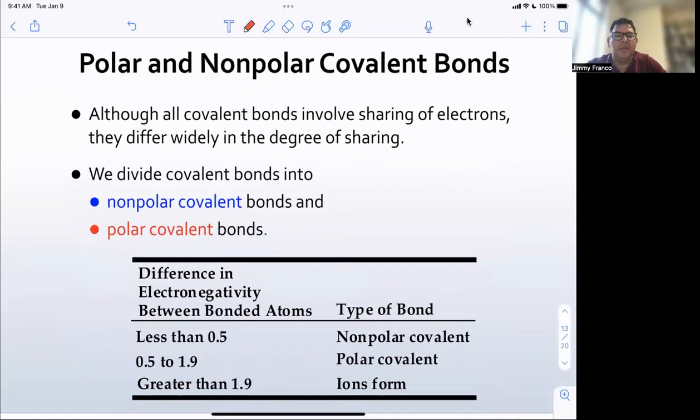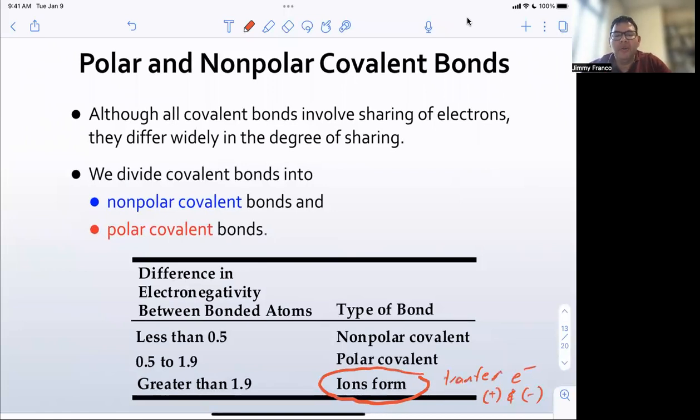One more thing, and this will tie this sharing of electrons together. So we said if you're 1.9 or greater, you're going to make an ion. So if we look here on the bottom, we're an ion, and that means the complete transfer of electrons, meaning one of them is going to get a positive charge and one of them is going to get a negative charge. So if you make an ion, one's going to completely give up an electron and one's going to grab an electron.